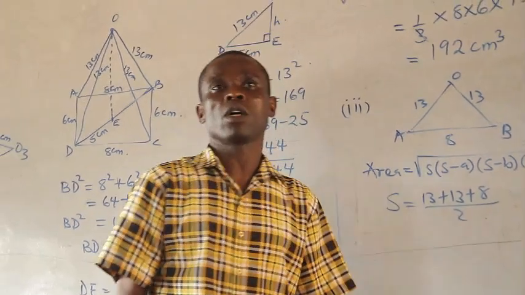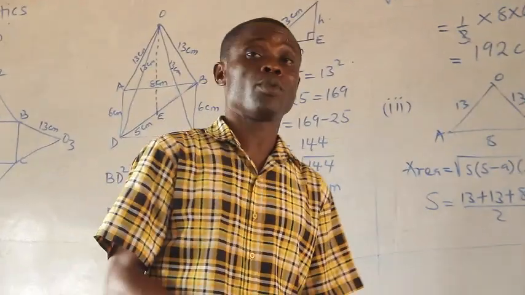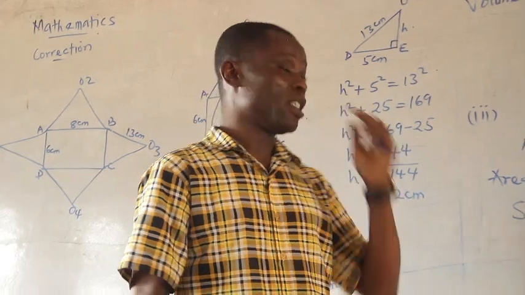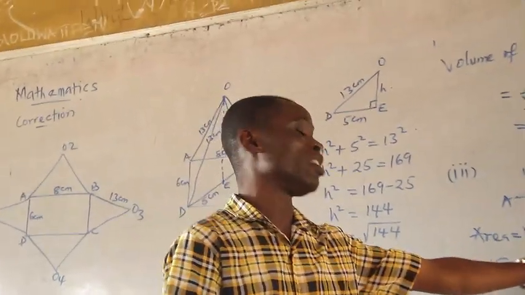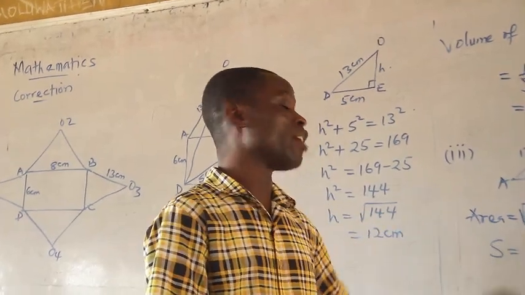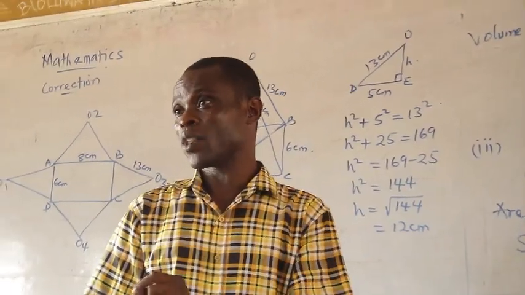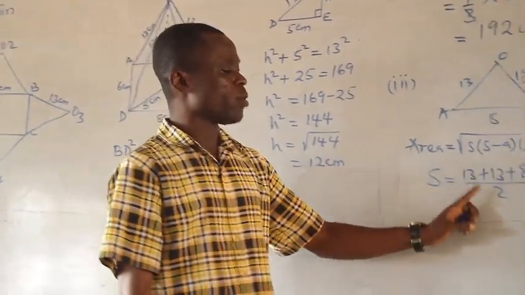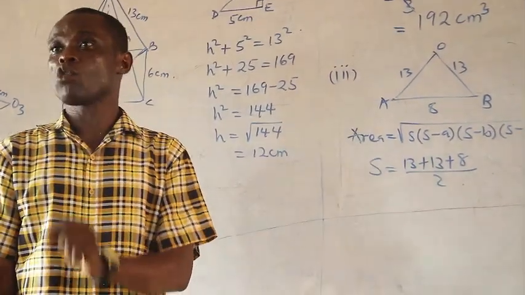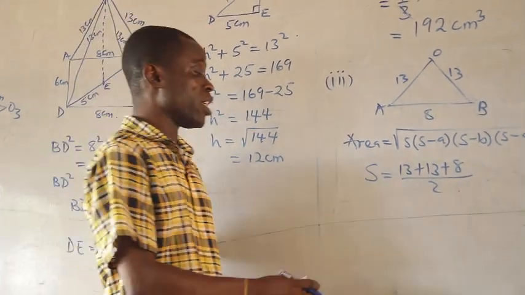Please, when you are using your calculator to perform this operation of addition, don't just press 13 plus 13 plus 8 divided by 2. The calculator will only divide the 8 by 2, get 4, and add 4 to 26, and we now get 30. The reason is that that is what you have the calculator to do for you. When you press 13 plus 13 plus 8, equals, then you now divide it by 2.